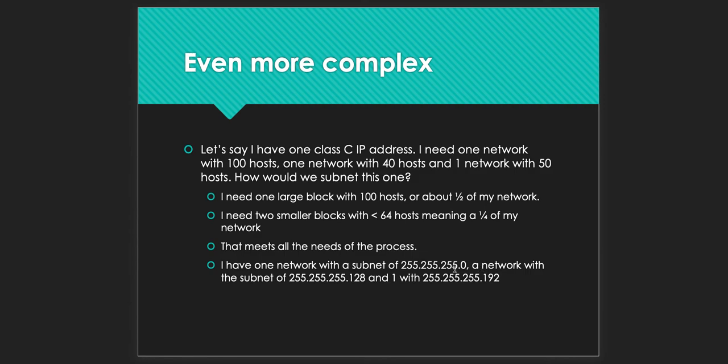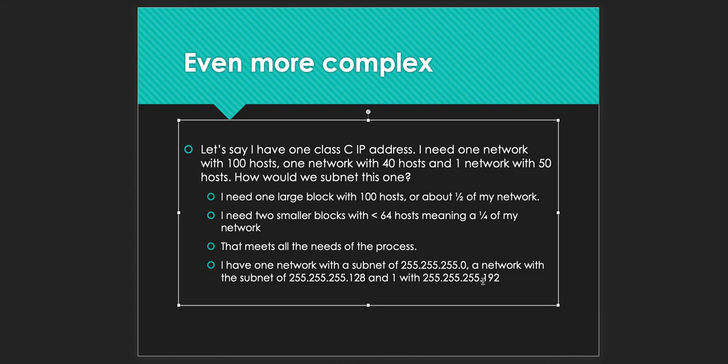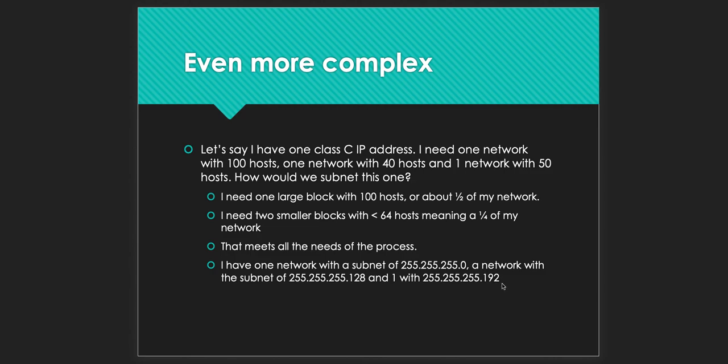So I have one subnet, 255.255.255.0/25, and then 128/64 and 192/26 and 26. Because I grew by 64.